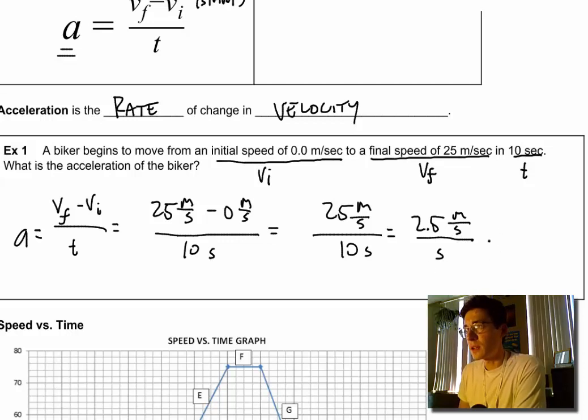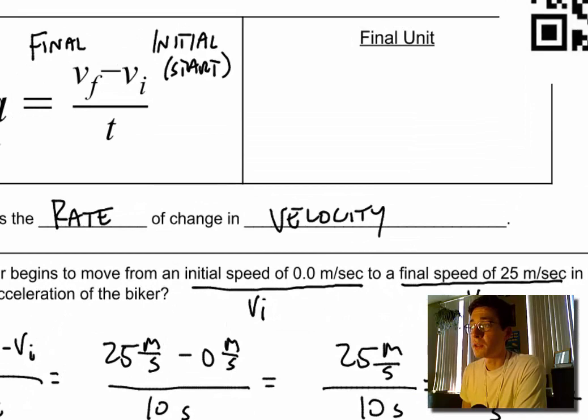The other way you're going to see this written is we combine our seconds in the bottom. So we end up with 2.5 meters per second squared. These two statements mean the same thing: 2.5 meters per second for every second you watch this object.